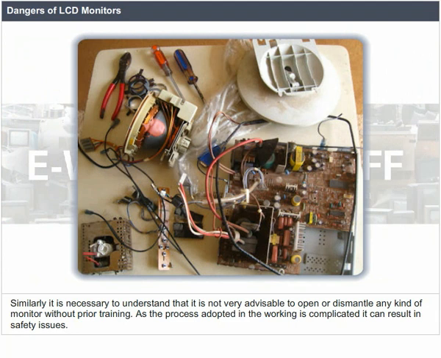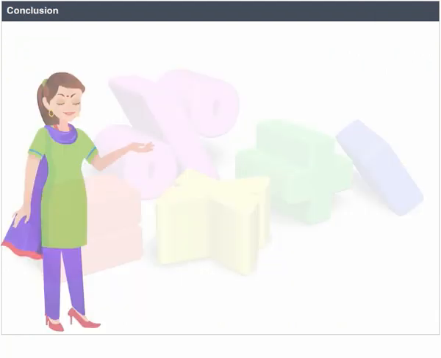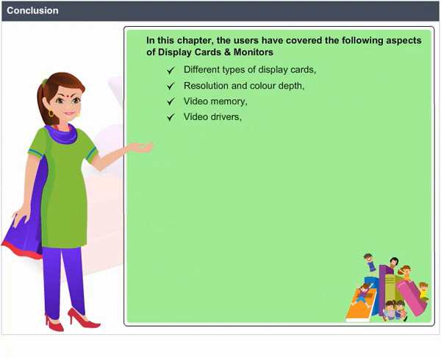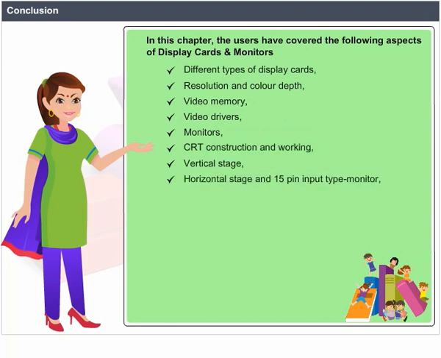Conclusion. In this chapter, the users have covered the following aspects of display cards and monitors: different types of display cards, resolution and color depth, video memory, video drivers, monitors, CRT construction and working, vertical stage, horizontal stage and 15-pin input type monitor, block diagram and description of color monitor, display configuration, introduction to LCD displays.